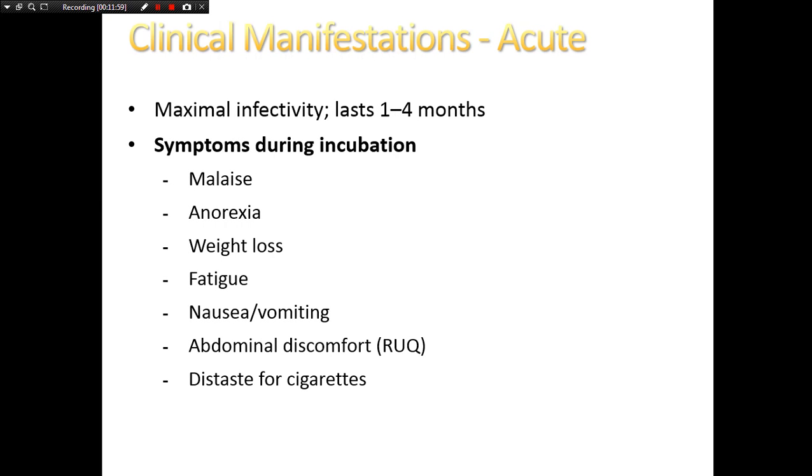In the acute phase, where these patients are most infectious, so they can transmit, it lasts about 1 to 4 months. And so the symptoms during this time, like we said, are the same that we just mentioned, but they also might have some nausea and vomiting, right upper quadrant abdominal discomfort. And smokers may find themselves having this new distaste for cigarettes.